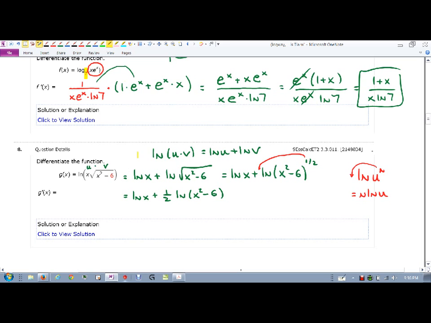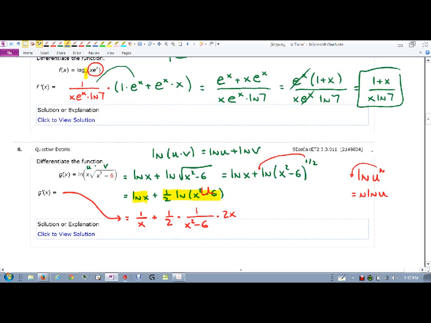I have two terms separated by addition, so I'll differentiate those one by one. So the derivative is, derivative of natural log x is 1 over x, plus, now 1/2 is a constant, times the natural log of u. What's the derivative of natural log of u? It's 1 over u, so x squared minus 6, times the derivative of u. Well, derivative of x squared minus 6 is 2x.